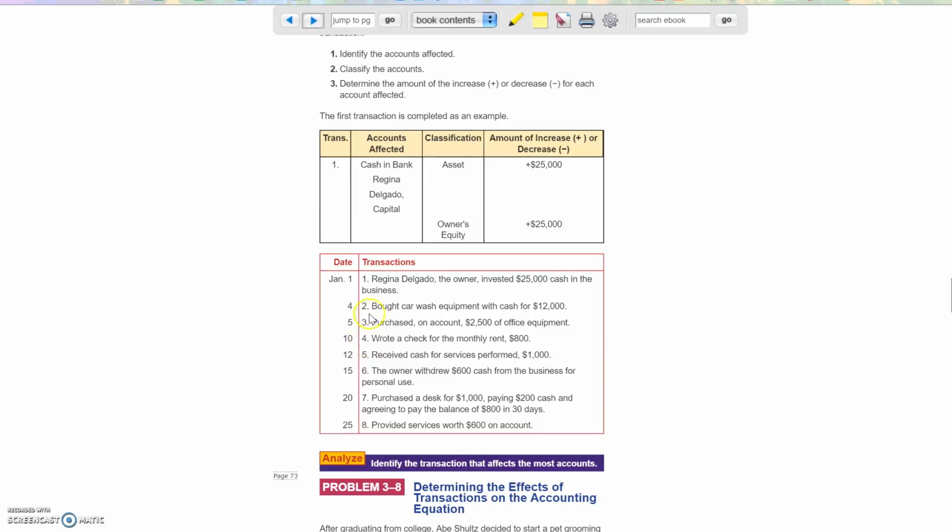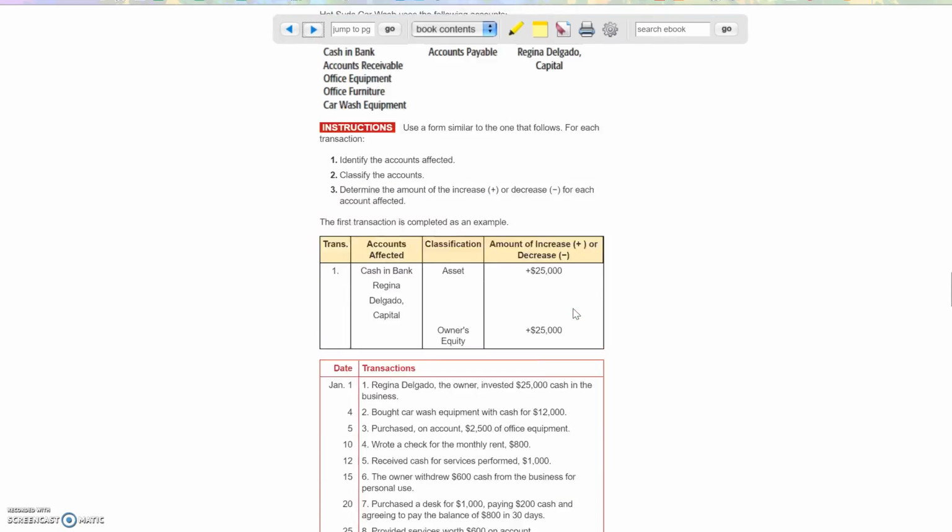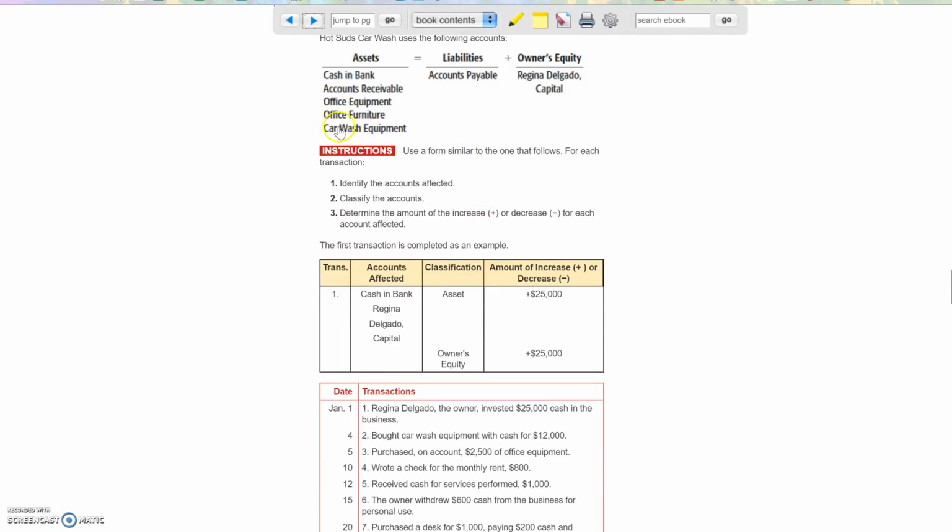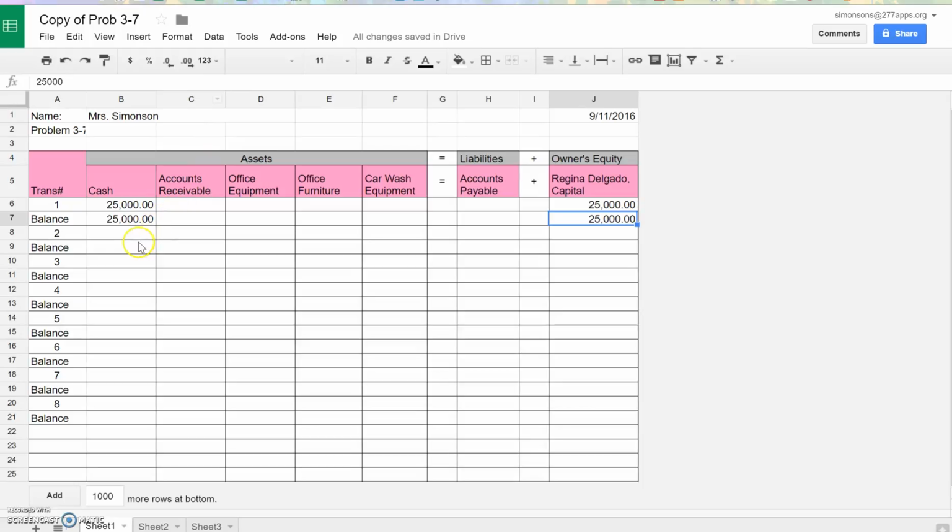Transaction number 2 says that we bought car wash equipment with cash for $12,000. So up here I do have an asset of car wash equipment. That's going to go up, and I paid for it with cash, so cash is going to go down. So I come over here and cash is going down $12,000 and car wash equipment is going up $12,000.